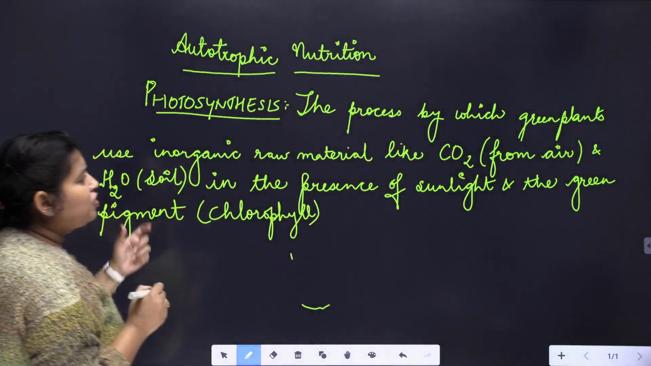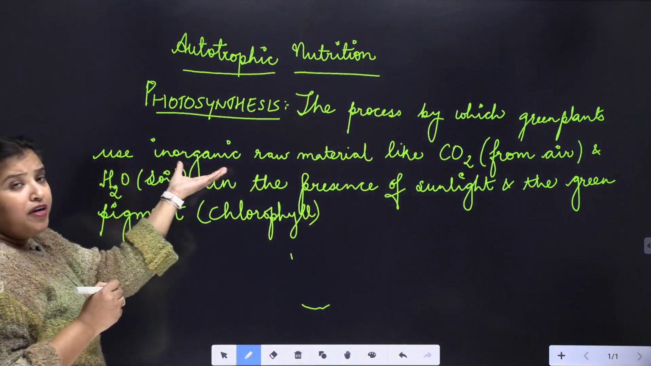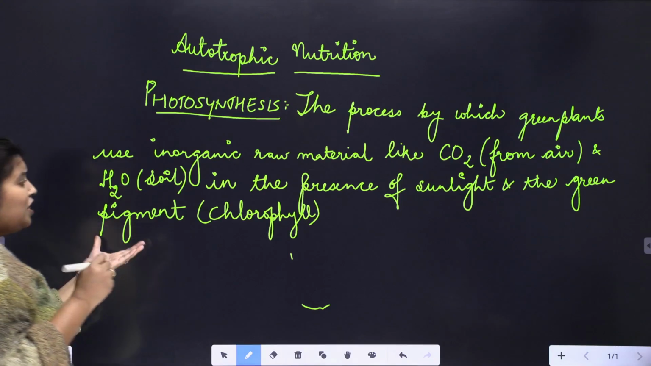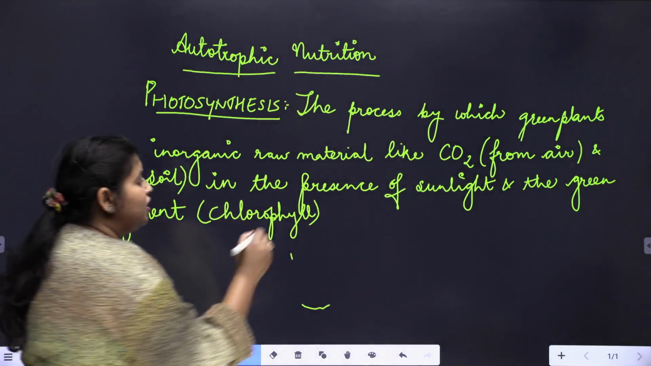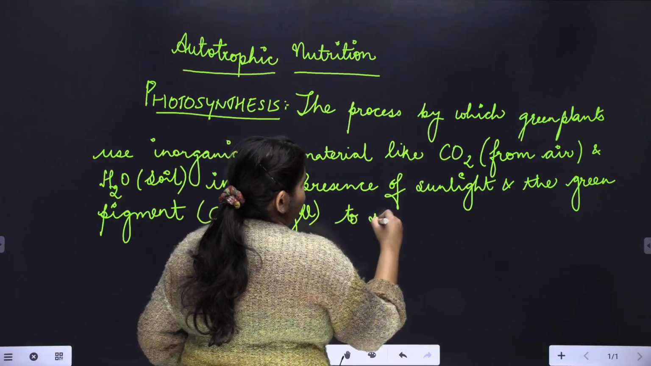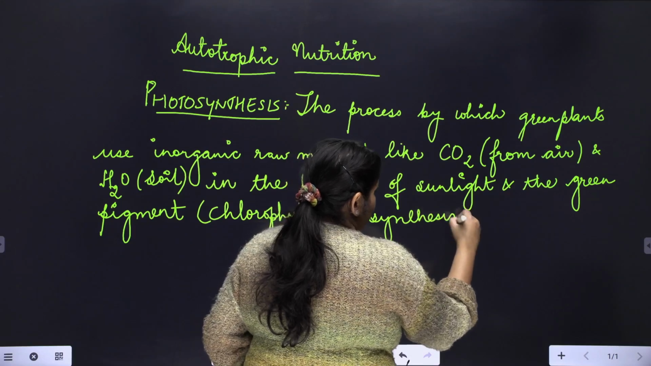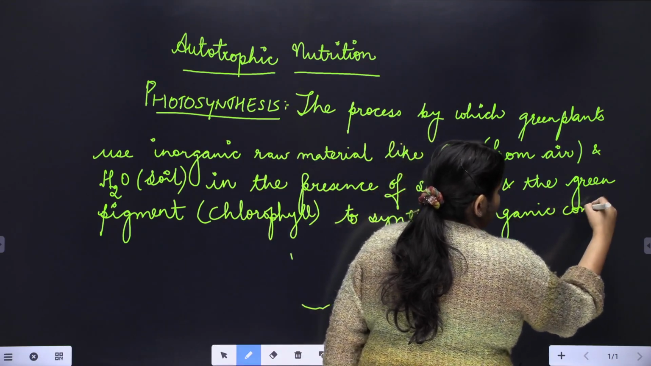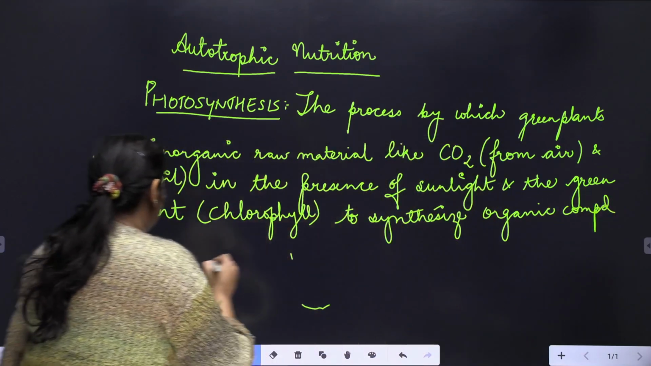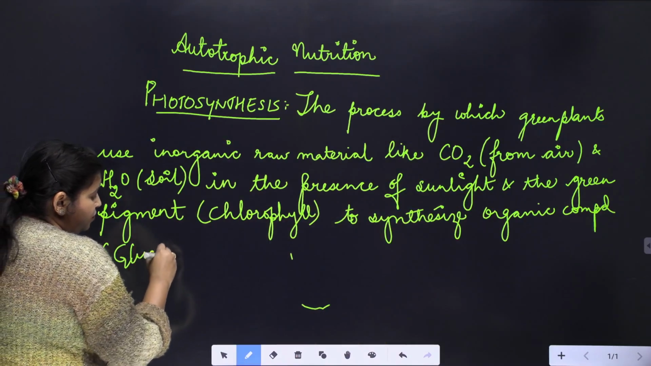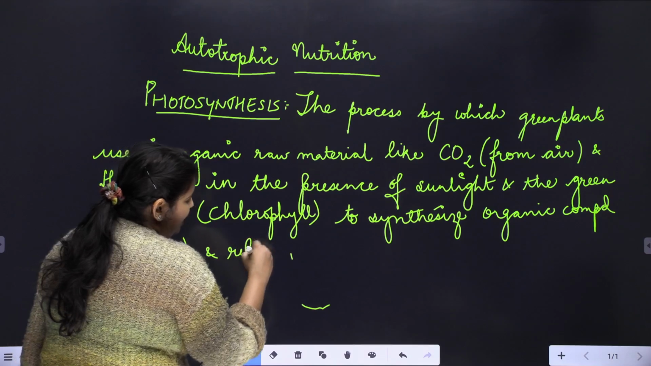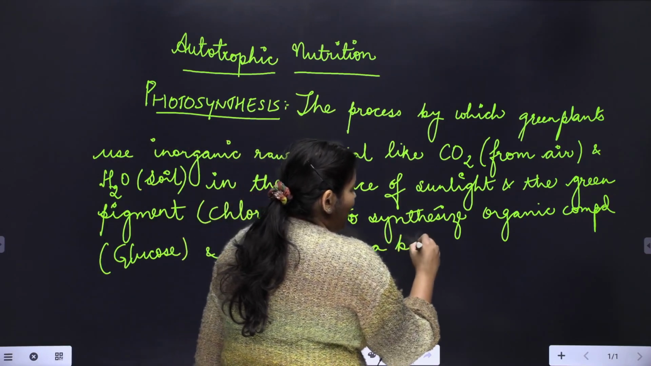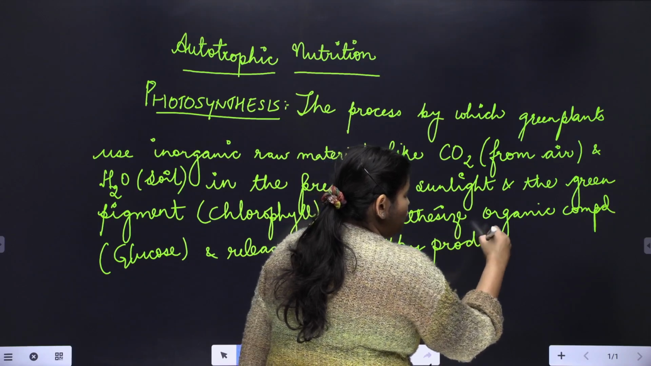So let's get back to the definition. The process by which green plants use inorganic raw materials like carbon dioxide and water in the presence of sunlight and the green pigment, which is the chlorophyll, to synthesize organic compound, which is glucose, and release oxygen as a byproduct. Now, why byproduct? Why not as a product?